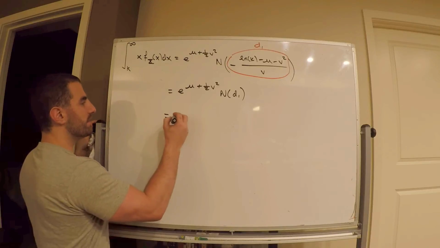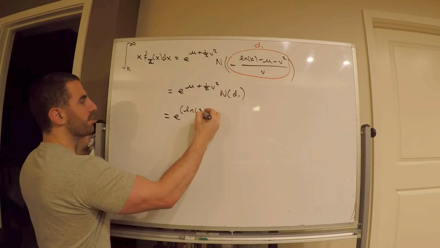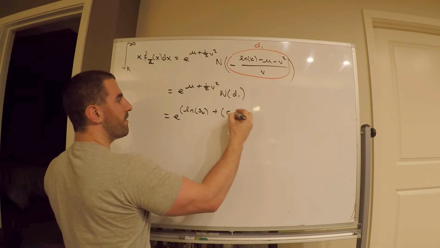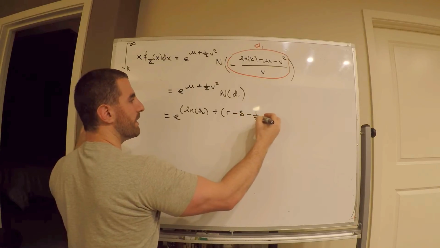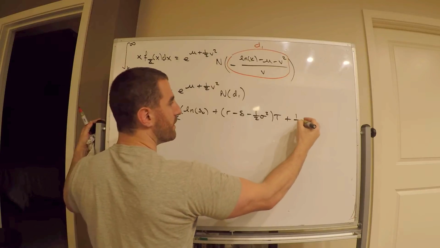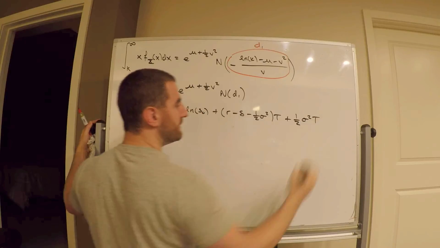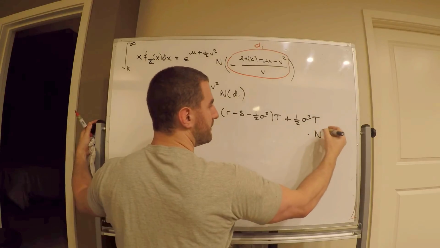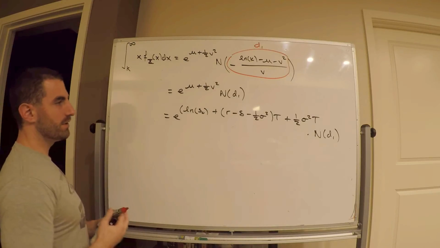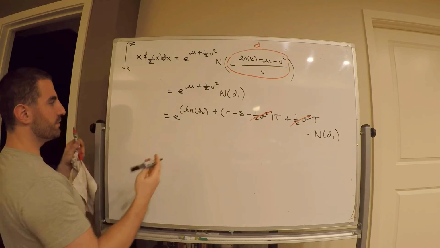So this is e to the, what's mu? Mu is ln of s0 plus r minus delta minus 1/2 sigma squared times t, plus 1/2 the variance, which was sigma squared t, times n of d1. How convenient. Look at this. Look what's going on here. First of all, these cancel. Those are gone.